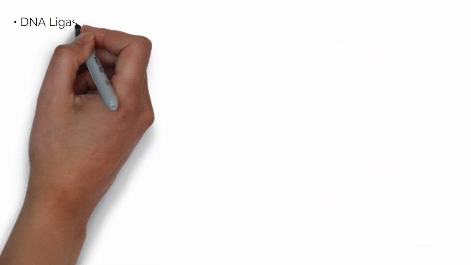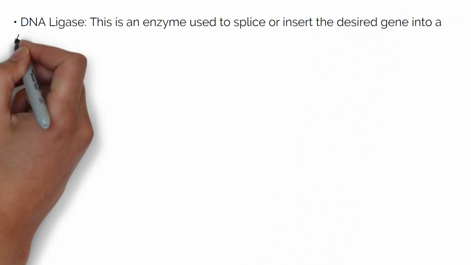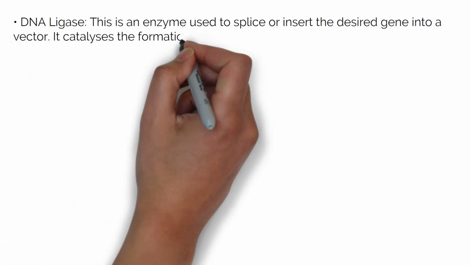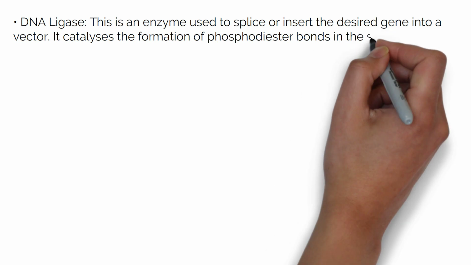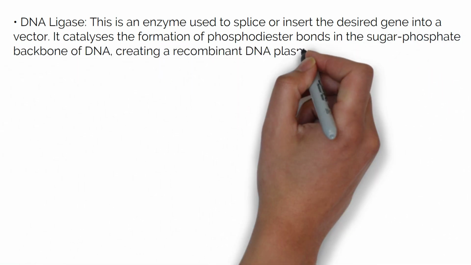DNA ligase is an enzyme used to splice or insert the desired gene into a vector. It catalyzes the formation of phosphodiester bonds in the sugar phosphate backbone of DNA, creating a recombinant DNA plasmid.